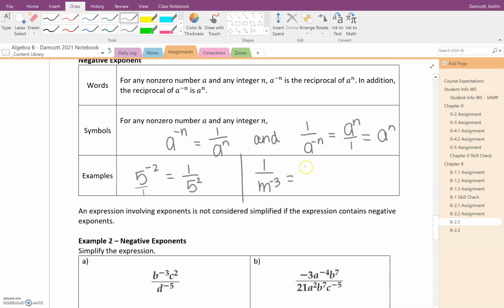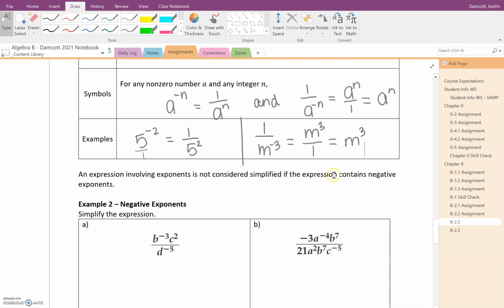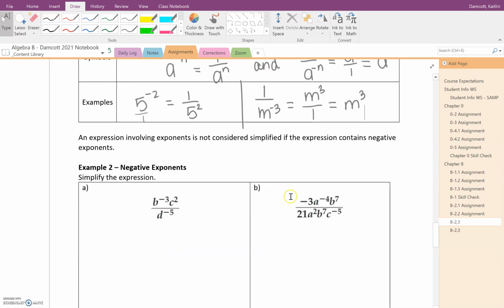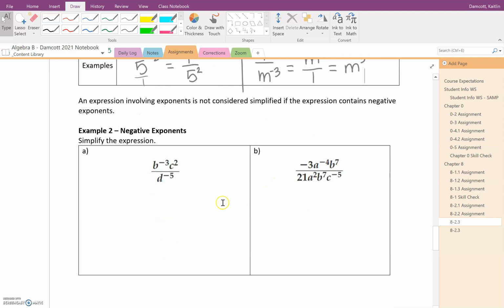So it gets sent to the top. We switch the exponent to a positive, so it's m to the third. And technically, we flipped our fraction, but we could just write this as m to the third. So it's kind of crazy. And it's going to get a little bit more crazy with these example problems that we have here.